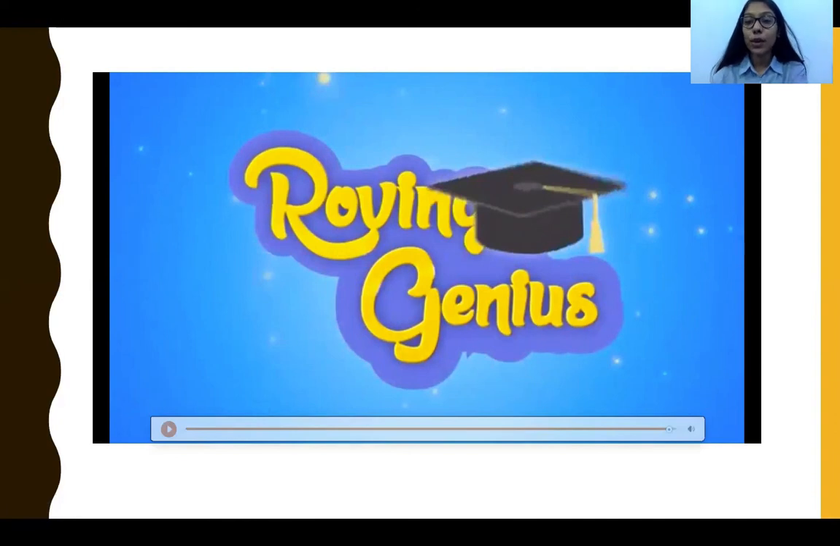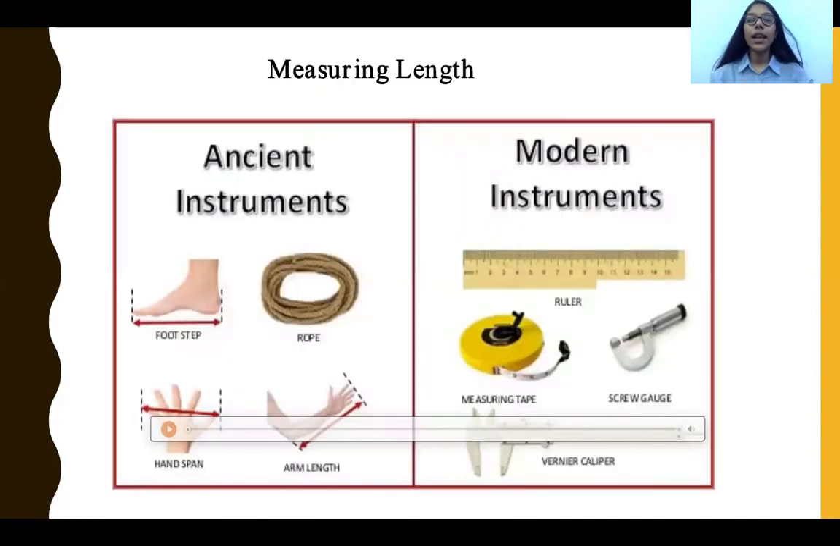Now that we've talked about comparing heights, let's talk about measuring lengths. I hope you all remember that in grade 1 we used our footstep, handspan, and arm length to compare the length of different objects. We measured our desks, seats, and also the classroom. But children, those are all ancient methods to measure the length of a thing. In today's world, we use modern instruments like a ruler and a measuring tape to measure the length of various things.